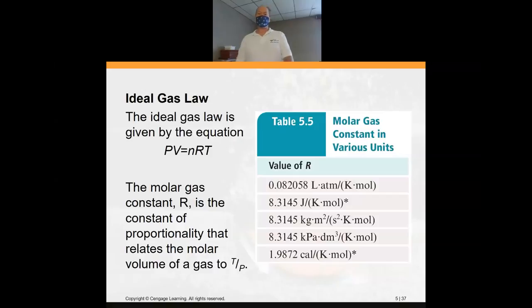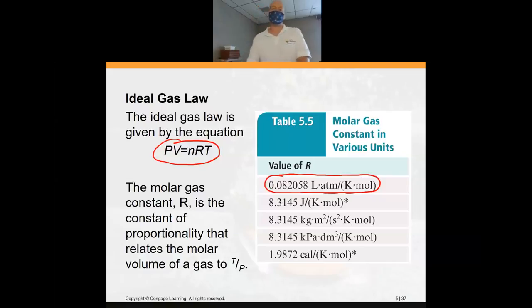Here are a bunch of R values. Here we have PV is equal to nRT. I promised the ideal gas equation, and there it is. For calculations, we are always going to use this R value. R values do not need to be memorized. If you need them, they will be given. You do not need to memorize your R values.